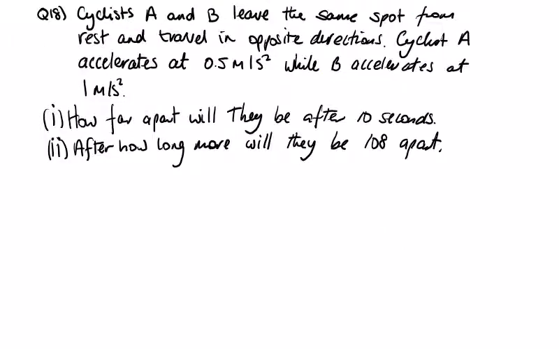Question 18, cyclists A and B leave the same spot from rest and travel in opposite directions. Okay, we'll have A going this way and B going this way. So we'll call these distances SA and SB. Cyclist A accelerates at 0.5. A is equal to 0.5. And over here, cyclist B is accelerating at 1. How far will they be apart after 10 seconds?